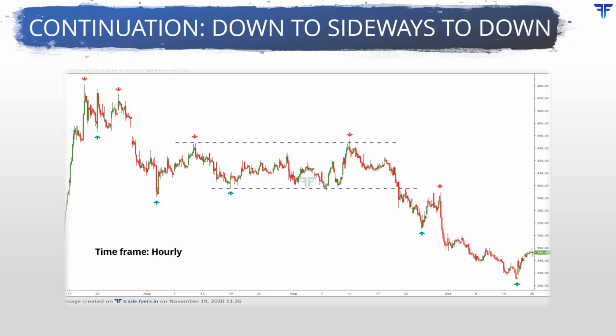This is the hourly time frame chart. Notice that after the decline, the price entered a lengthy period of consolidation. This sideways action eventually ended after the price broke below the consolidation lows, causing the downtrend to resume.